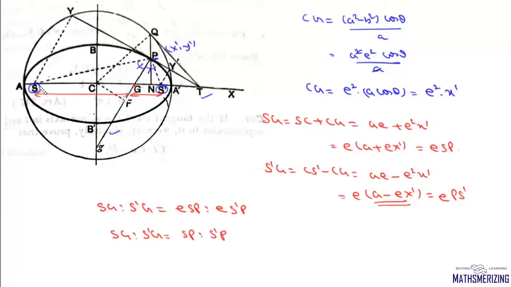That means this point G divides this side SS dash of triangle PSS dash in the same ratio as PS and PS dash. Which simply means this PG has to be the internal angle bisector of this angle SPS dash. So from here we can say the normal at P bisects SPS dash internally, and therefore this tangent will bisect these angles externally. So this result gives us the reflection property of the ellipse.